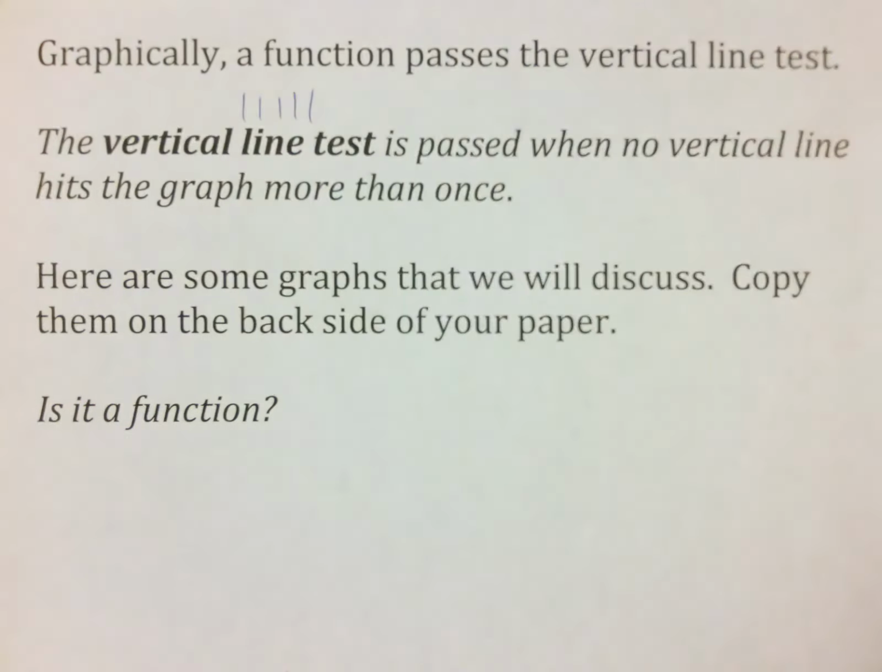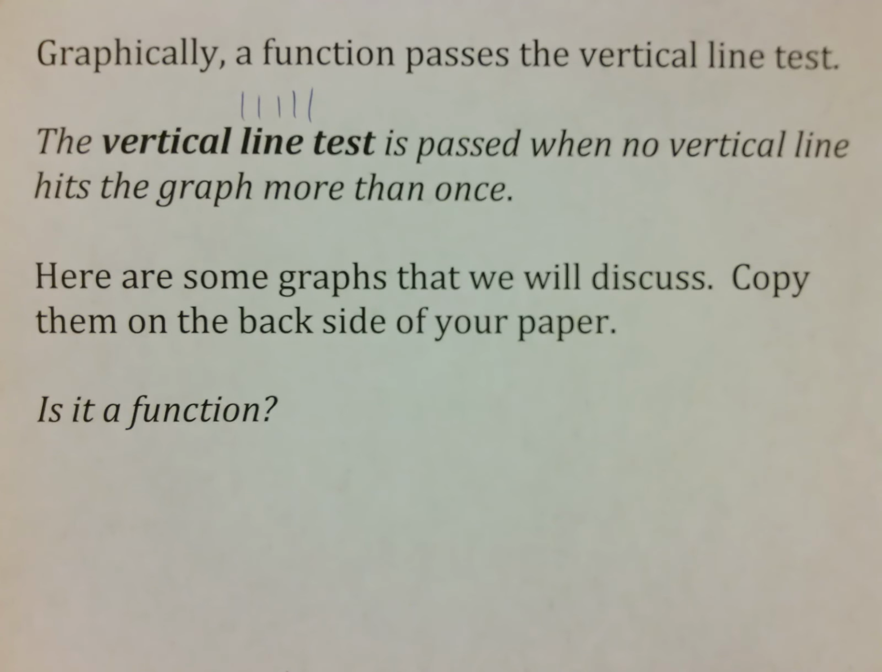The vertical line test is passed when no vertical line hits the graph more than once. The vertical line is this way. So again, the vertical line test is passed when no vertical line hits the graph more than once. Here are some graphs that we're going to discuss. Again, just copy them on the back side of your paper.